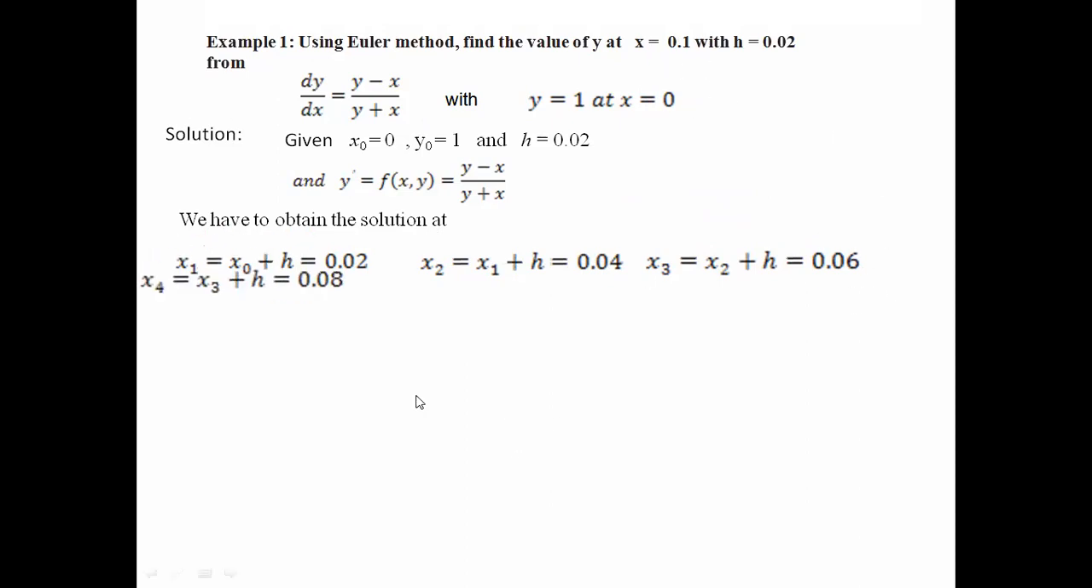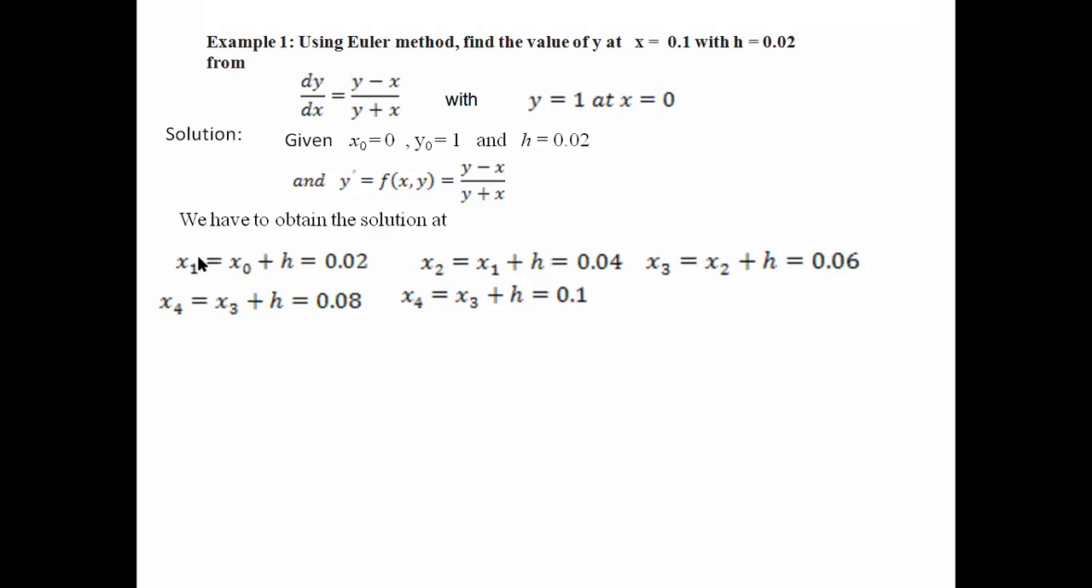So next you call it x4. x4 is x3 plus h. If we add it, we get 0.08. It has still not reached this point. Again add 0.02 to this, so 0.08 plus 0.02, we get 0.1. So to get the solution at x equal to 0.1 with h equal to 0.02, you have to divide that interval into 4 equal parts. First get the solution at x1, then find the solution at the next point. Next go to 0.06 and then reach here. That will give you the solution at this point.